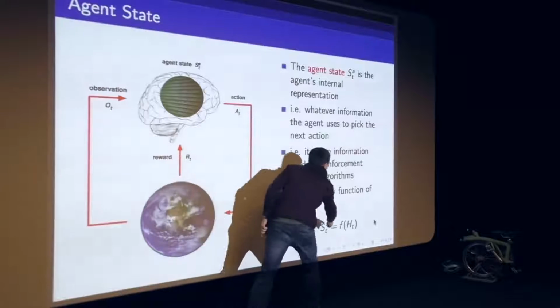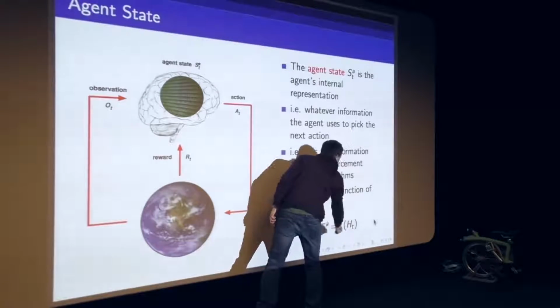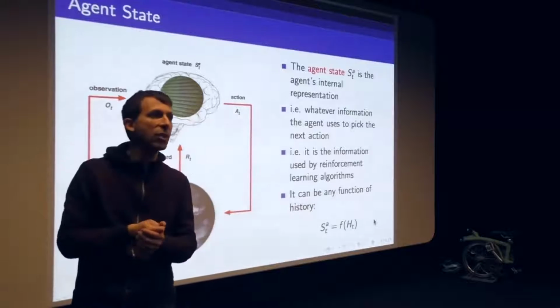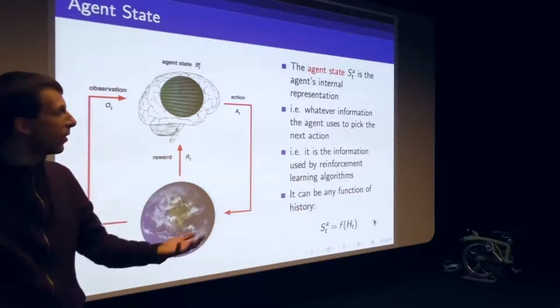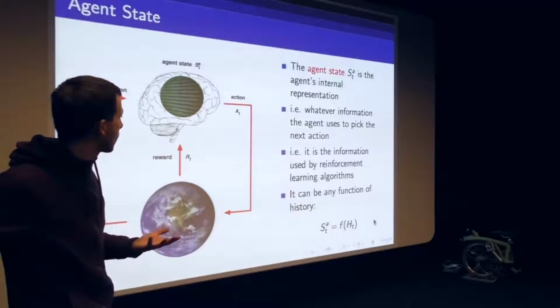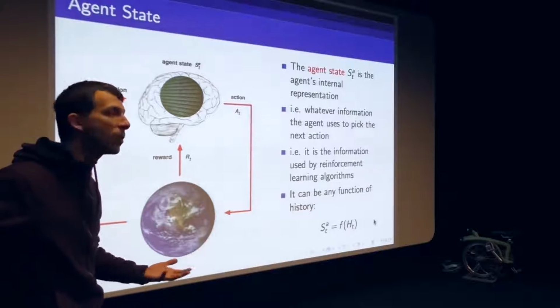This is our choice. We can build this function. That's part of the agent. The agent gets to decide what this function is going to be, how it's going to convert the history of all of the actions and observations and rewards it's seen so far into a useful, say, vector of information that's going to be used to characterize its future behavior.